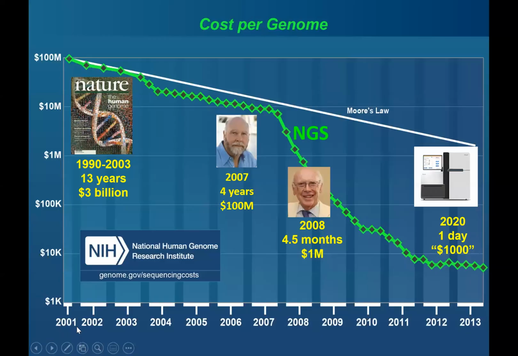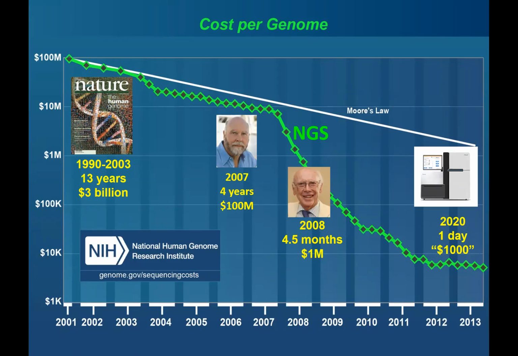Of course, this is the first human genome. At $3 billion, we cannot sequence many people's genomes. But after that, the price dropped. In this picture, the white line is Moore's law, which represents the normal speed of technology development. The green line is the cost per genome. We can see it reduced. But in 2007, when we sequenced Dr. Craig Venter's genome, it still took about 4 years and $100 million.